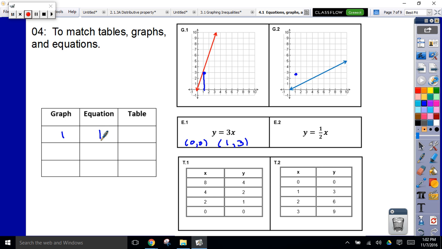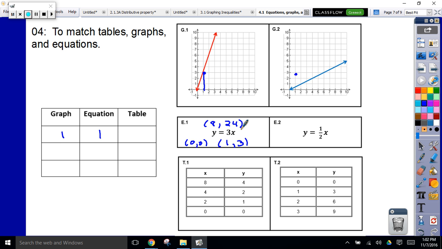Okay? I'm also going to check the table. On my first table, when x is 8, y is 4. Let's see if that would be true for equation 1. When x is 8, y would be 3 times 8, which is 24. So table 1 cannot go with equation 1. It must go with equation 2.